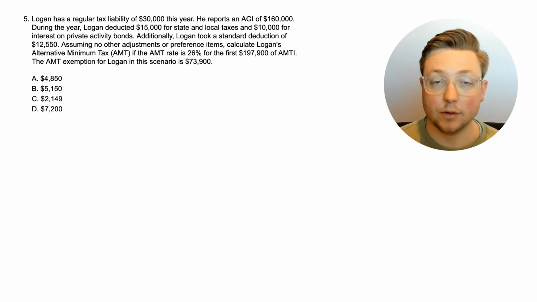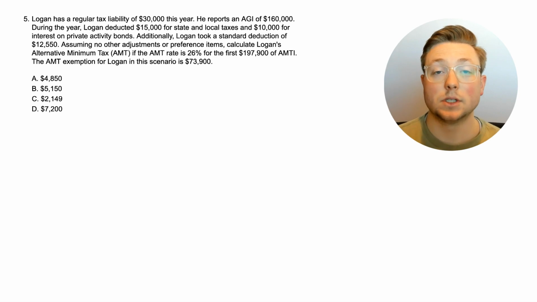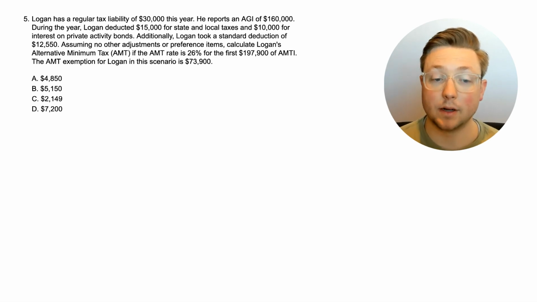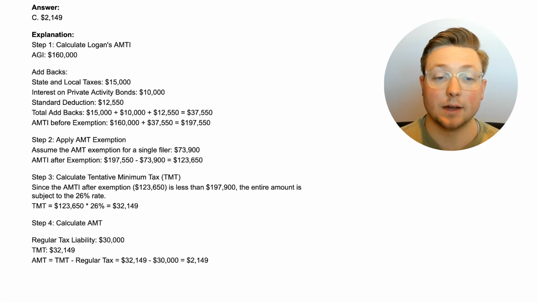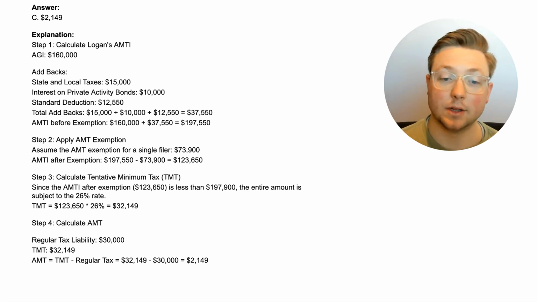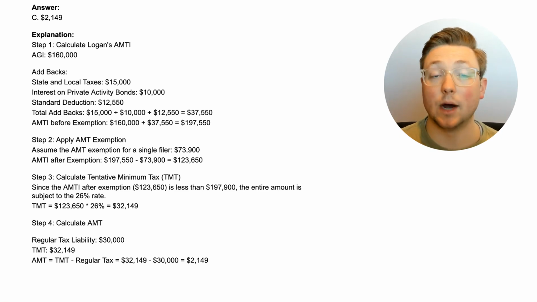I think you should be able to do this. Go ahead and pause the video, see if you can figure this out, and when you're ready, come back and we will look at the answer to see if you got it right. All right, and the answer is $2,149, answer C. Did you get it right? So let's go through the steps to see how we get to that point.